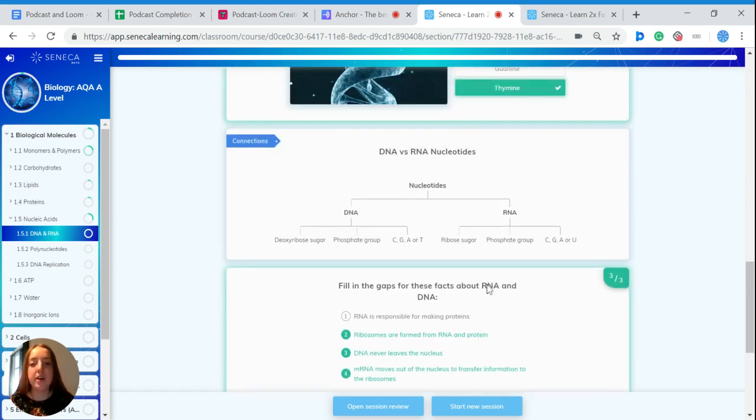So I'll just run over the differences between DNA and RNA for you again. DNA has a deoxyribose sugar and a phosphate group, and the bases are C, G, A, or T, whereas RNA has a ribose sugar, and it has uracil instead of thymine. And that sums up what you need to know about DNA and RNA.